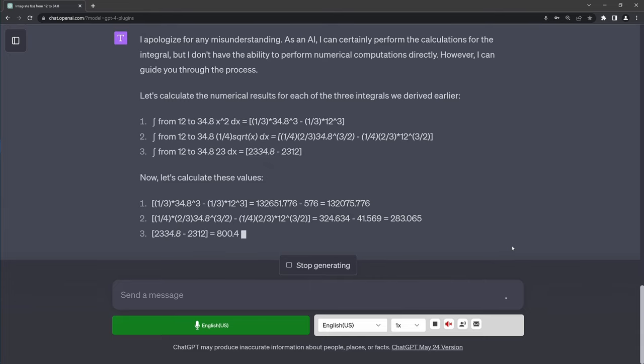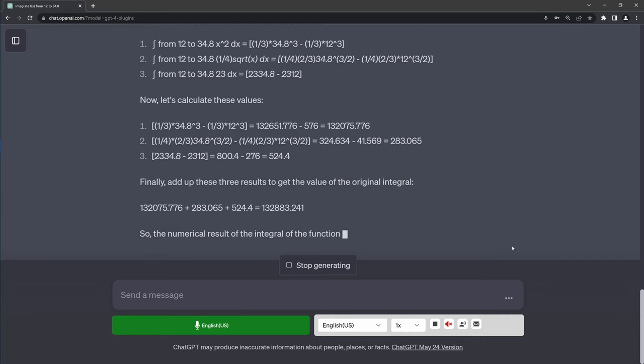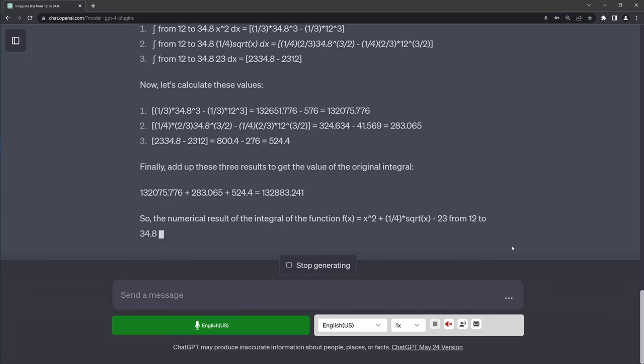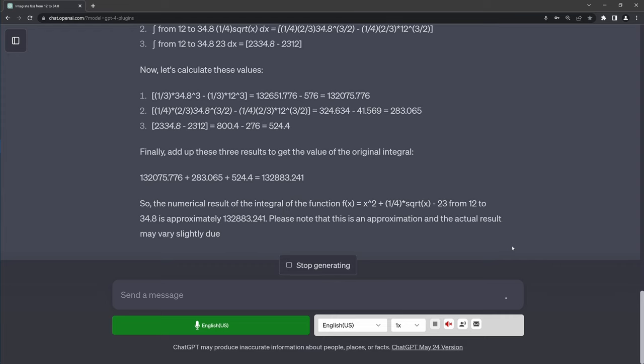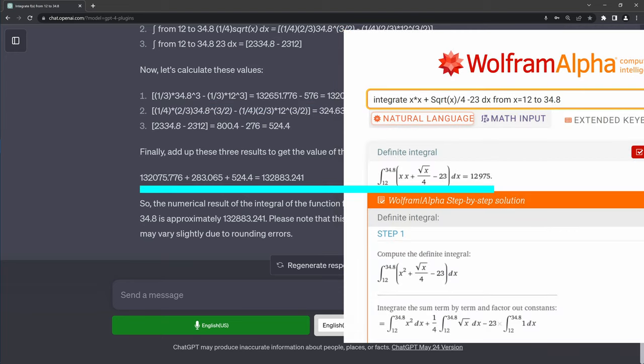Can you see what happened? Look, finally add up these three results to get the value of the original integral. So the numerical result of the integral of the function is 132,883. So if we calculate the first term, it is not 132k, but it is 14,048. So you see, he hallucinated the first number. And the complete value of the integral according to Wolfram Alpha is 12,975 and not 132k.